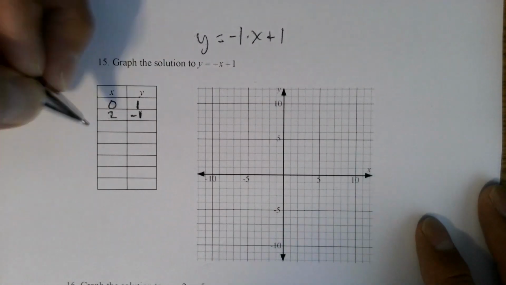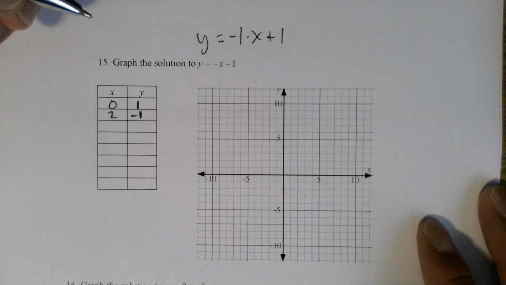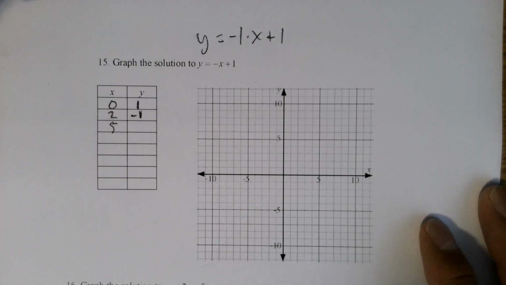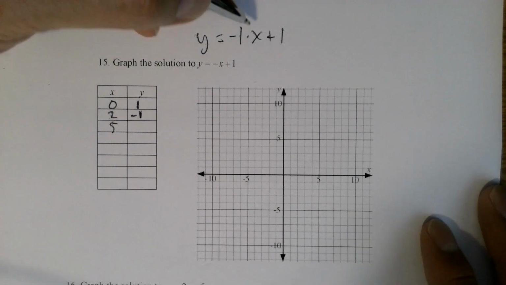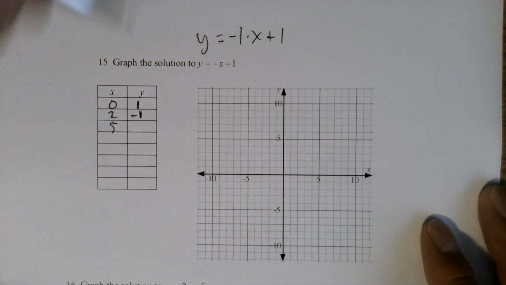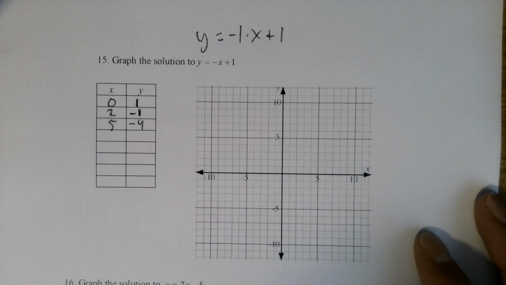Okay, and now we don't want to use x equals 4 here. Now let's do x equals 5 instead. Definitely not a pattern. Okay. 5 times negative 1, negative 5, plus 1, negative 4. So y would have to equal negative 4 to make the left side equal the right side.